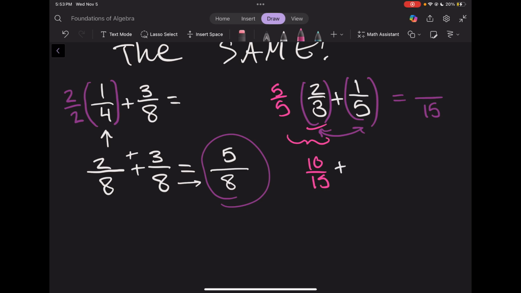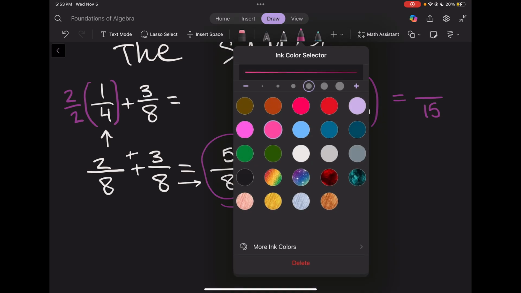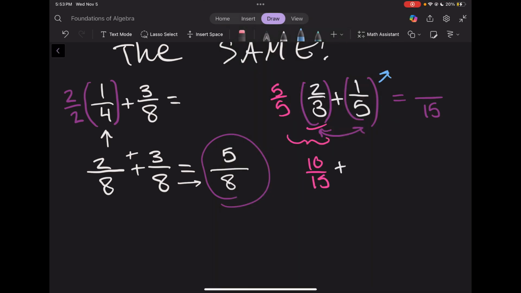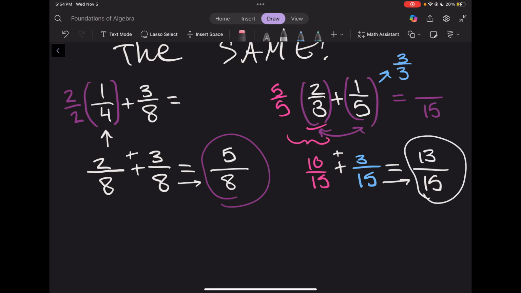And then I'm going to multiply this side by 3/3, and I'm going to get 3/15. And then I can just bring that 15 over, add the tops, and I'm going to get 13/15 as my final answer.